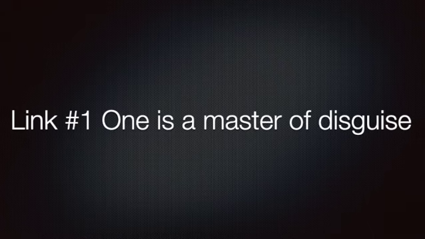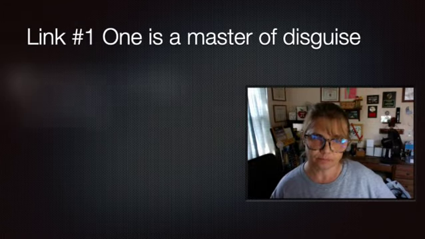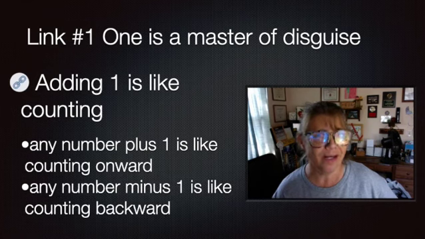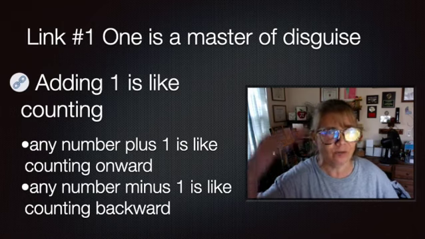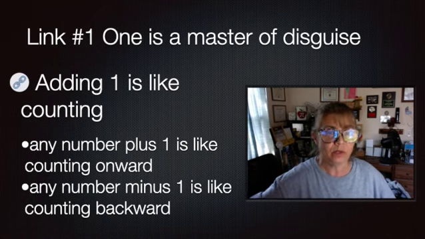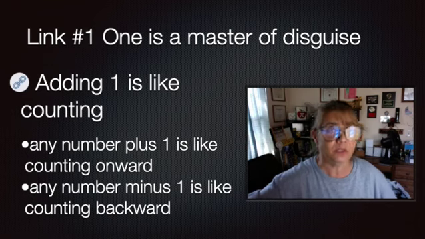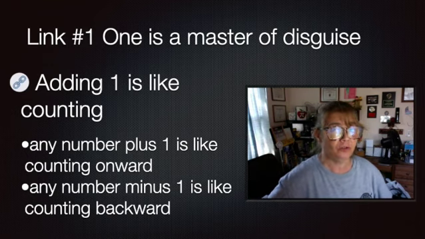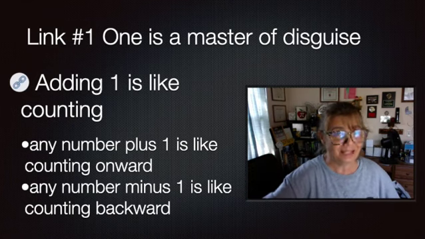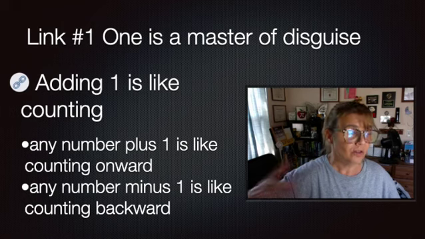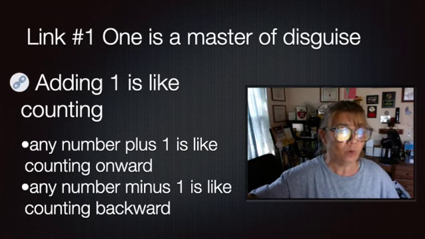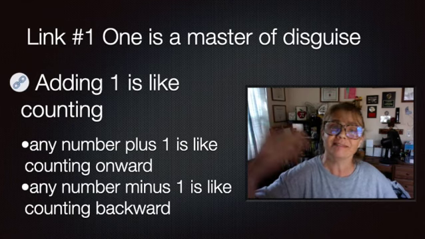Next are the links that connect to 1. 1 I call the master of disguise because you can represent 1 in a lot of different ways that I will describe to you. The first link for the number 1 is the fact that adding 1 is just like counting in sequence or counting on from a number. So any number plus 1 is the next number in the sequence. So 1 plus 1 is 2 because 2 comes after 1. 10 plus 1 is 11 because 11 comes after 10. 3,789 plus 1 is 3,790 because that's the next one in the sequence.